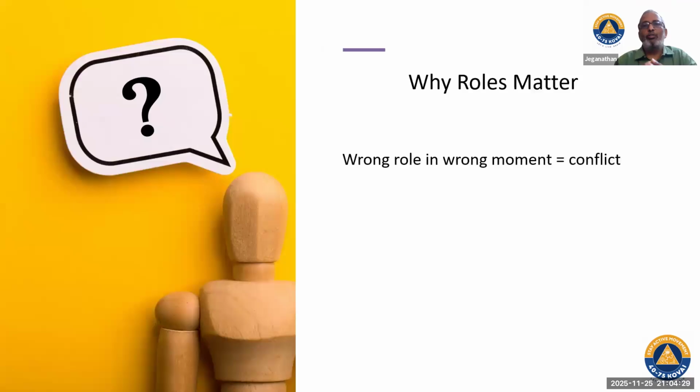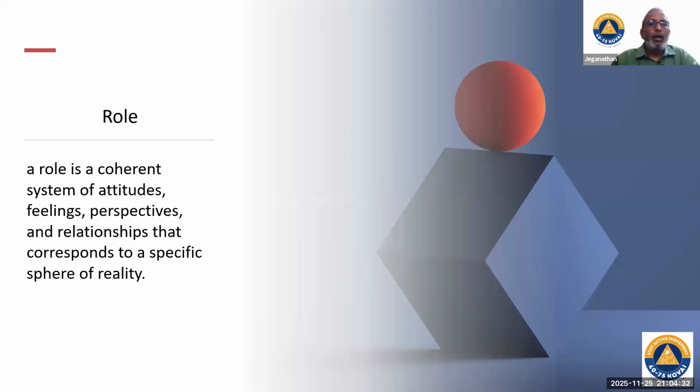Going to the basic definition of what role is all about. A role is a coherent system of attitudes, feelings, and perspectives and relationship that corresponds to a specific sphere of reality. We earlier saw thinking, feeling, behavior in the previous session. So it again comes back to the four aspects of attitude, feelings, perspectives, and the relationship that corresponds to a specific sphere of reality. The role keeps on changing to the situation as we progress in our life, as the family situation changes due to age factor, people coming into our family, people moving out of our family. All these things create an impact with the role which we are having.